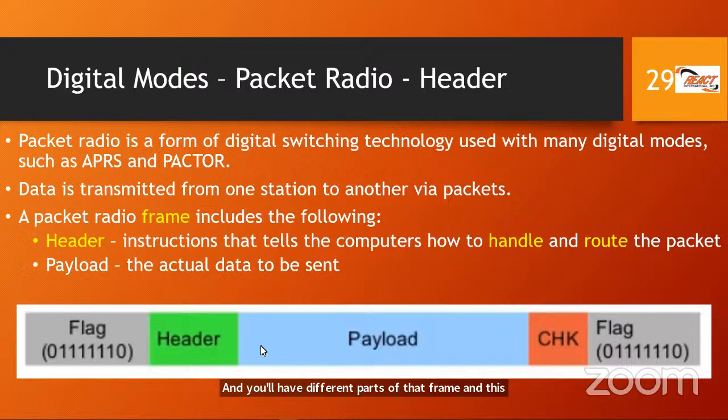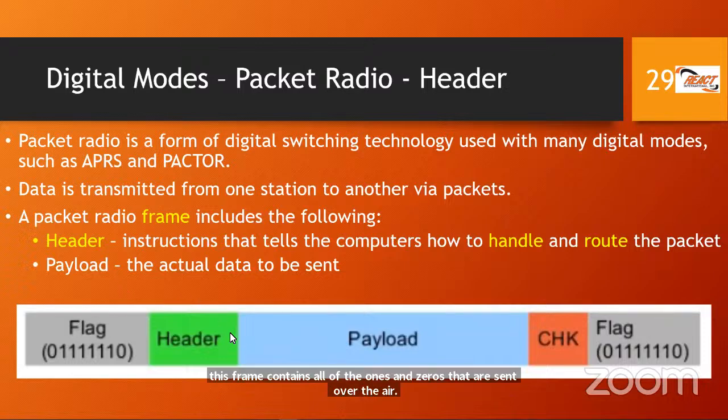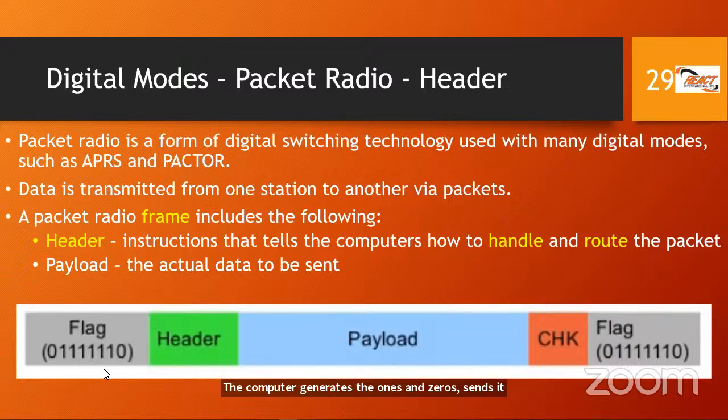The computer generates the ones and zeros, sends it as a signal to the radio, and the radio transmits them. But there's a sequence. It will send some bits, and then some more bits, and so on. There are sections within the list of bits that have names, and we need to be familiar with a part of this frame called the header.